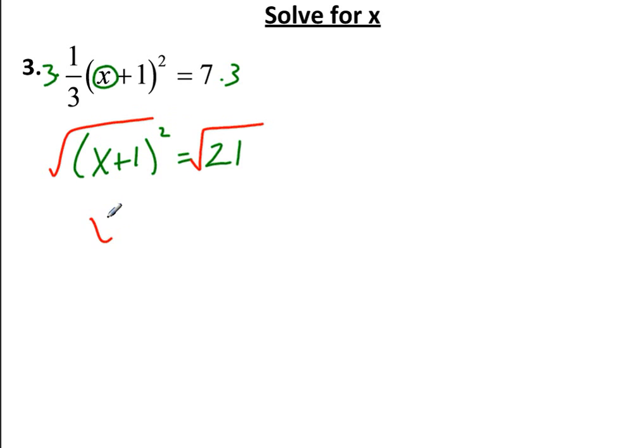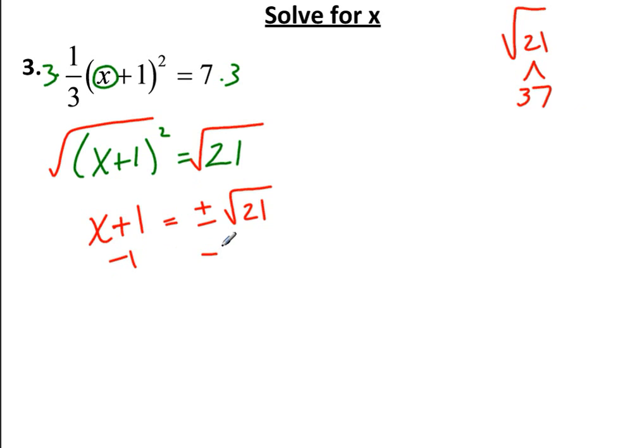Taking the square root of a squared gets us just the x plus 1. I have plus or minus the square root of 21. 21 is not a perfect square, and if I try to break down 21, I should know it's just 3 times 7. Those are my two prime numbers, so I will never get a pair. So I just leave it like this. Now I need to subtract 1 from both sides.